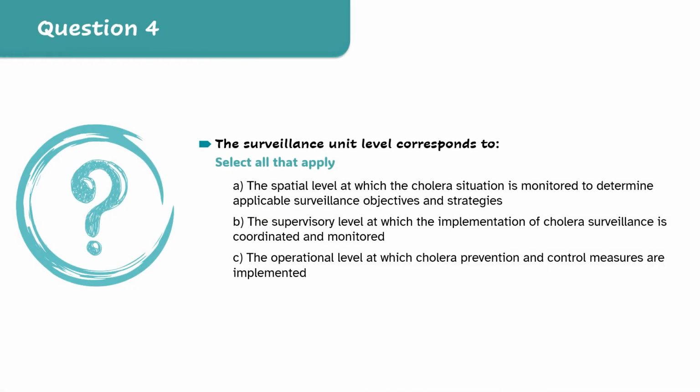Question 4. This is the last question. Select all that apply. The surveillance unit level corresponds to A. The spatial level at which the cholera situation is monitored to determine applicable surveillance objectives and strategies. B. The supervisory level at which the implementation of cholera surveillance is coordinated and monitored. C. The operational level at which cholera prevention and control measures are implemented.